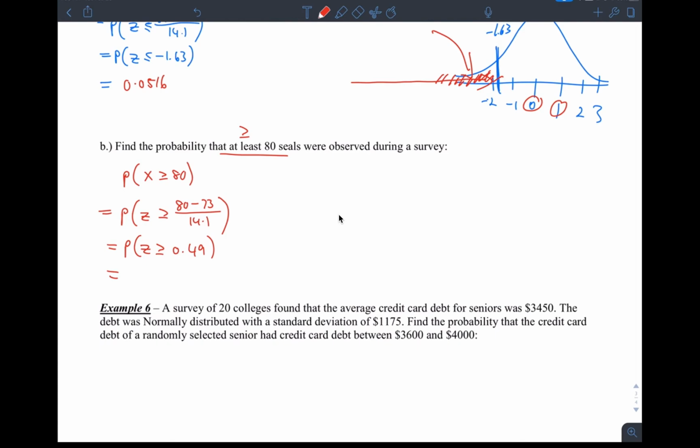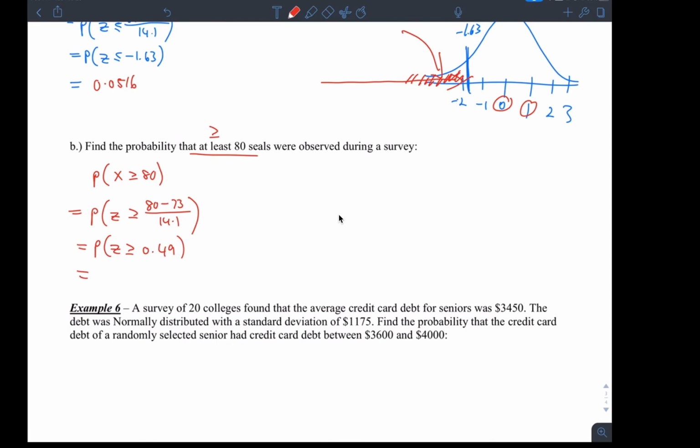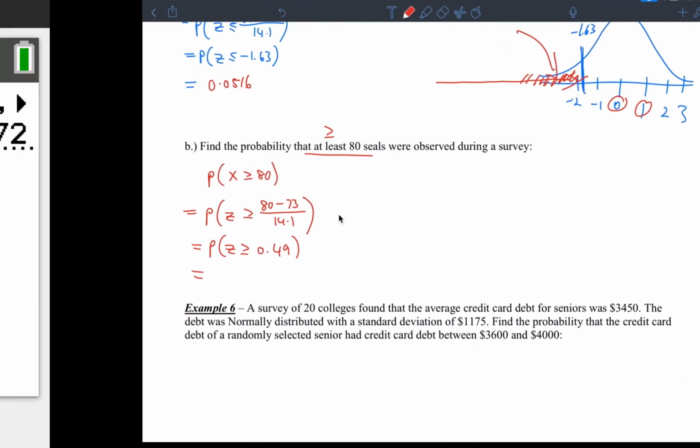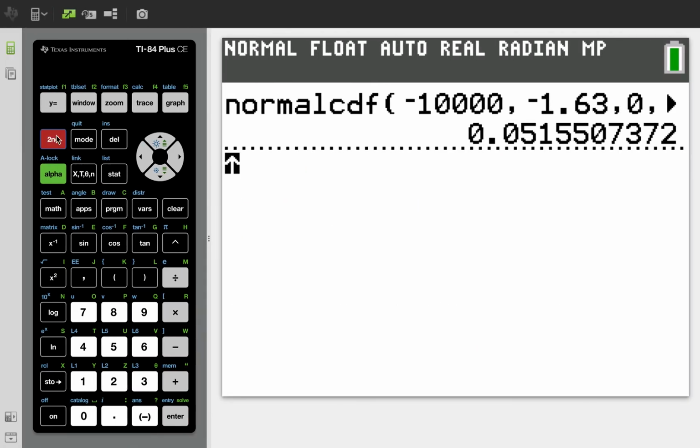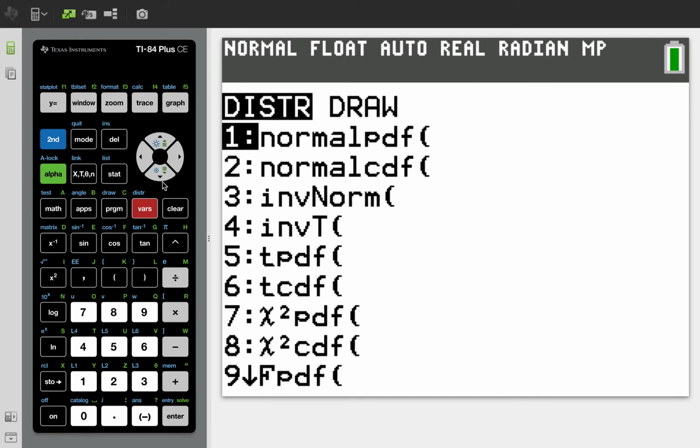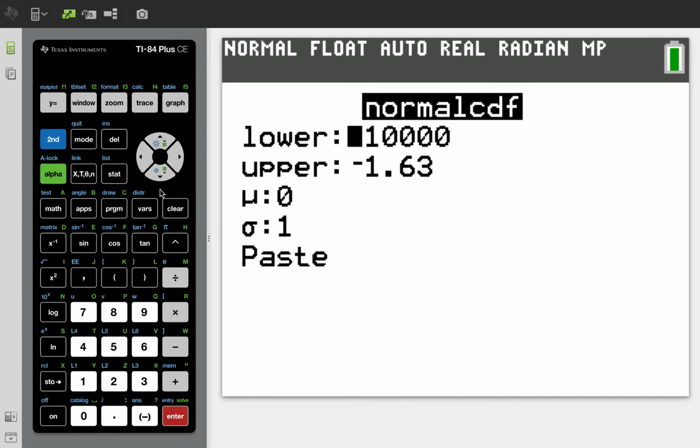So, what's the probability that z is greater than or equal to 0.49? So we go back to our calculator and we do this. Second distribution, normal CDF is the one you want, number 2. And we go lower bound.